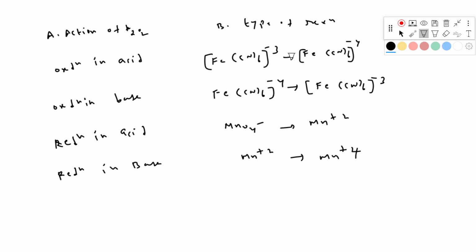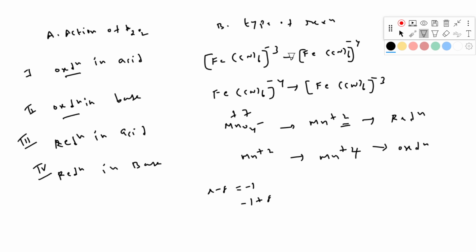Okay. Here Mn2+ to Mn4+, that is oxidation. Here oxidation is there, oxidation, oxidation. Okay. So this is the first one, this is second, this is third, this is fourth. Here x minus 8 equal to minus 1, so x is minus 1 plus 8, plus 7. Here plus 2. This is reduction. Okay, this is reduction. This is oxidation.